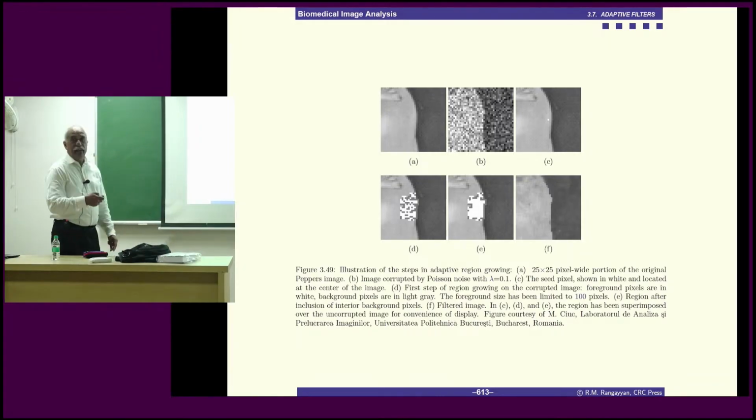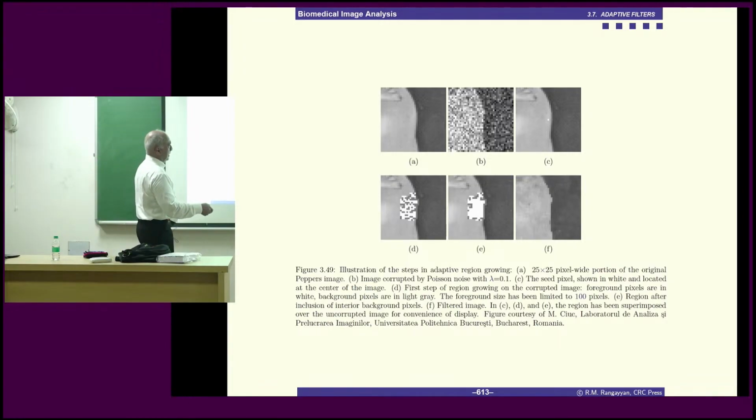So here is a part of the peppers image. This is part of a pepper, the edge, noise added. That's the seed pixel. This is the region grown. With some adjustment, this white is the adaptive region. It has not crossed the boundary. And these pixels are not included. There were some pixels inside the region that later on were included.